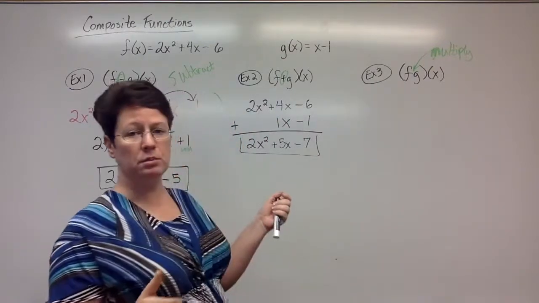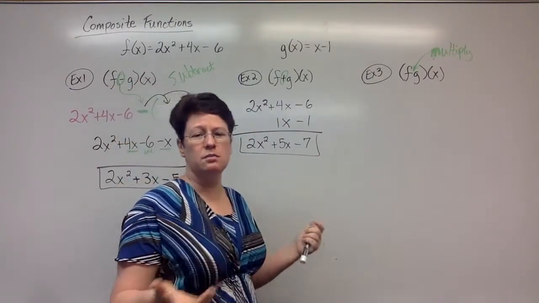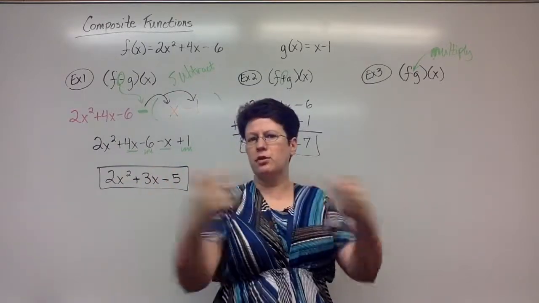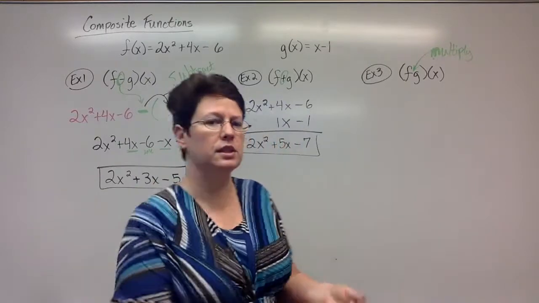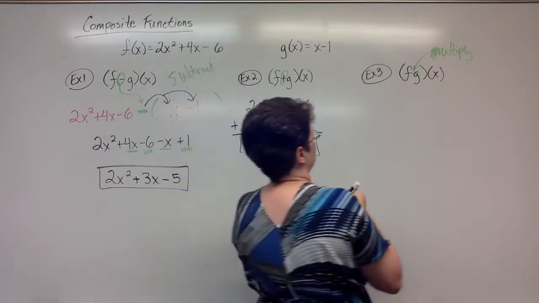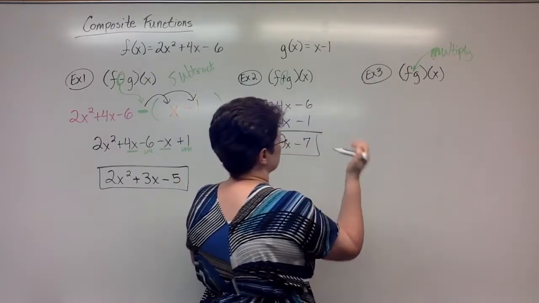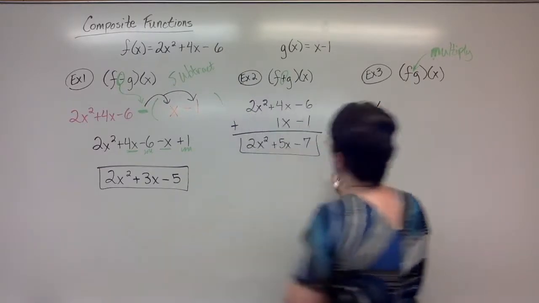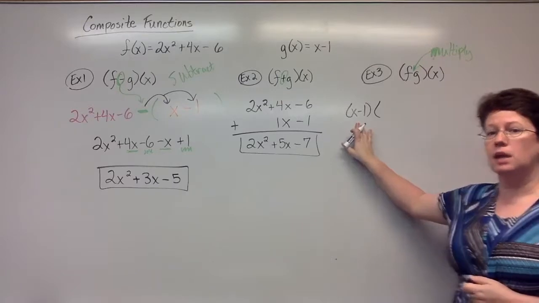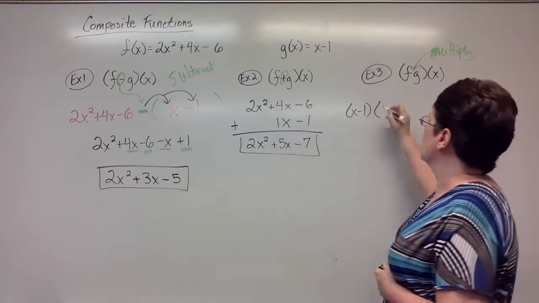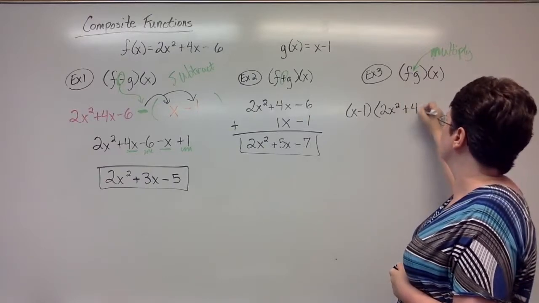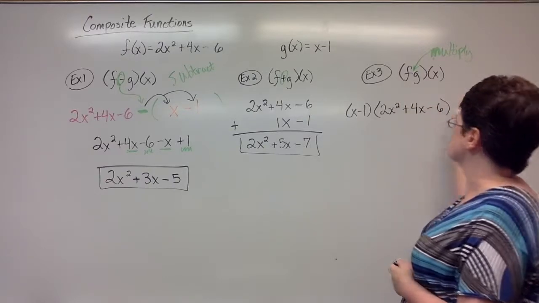So, multiply what? What comes first? Does the order matter with multiplication? 3 times 4, 4 times 3, it's still 12. It doesn't matter. So I'm going to put the small one in front just because it makes it easier to go in and do the distributing. So I'm writing G in front, the x minus 1, and then I'm going to write my f. 2x squared plus 4x minus 6.